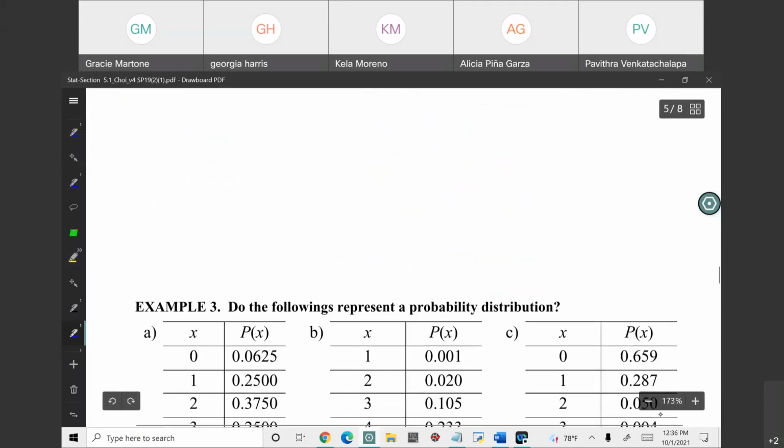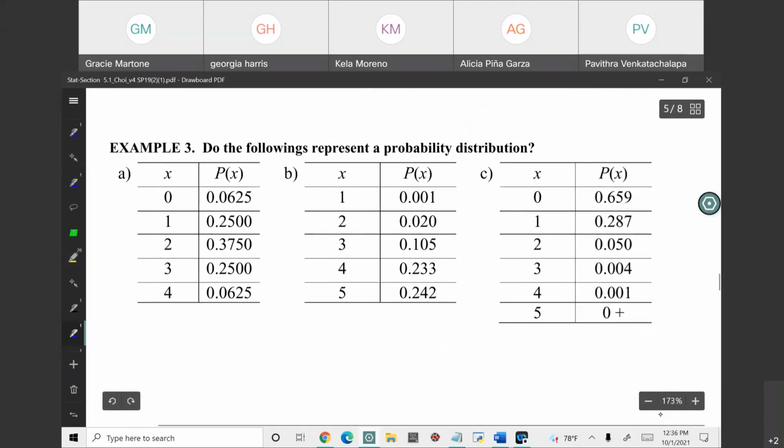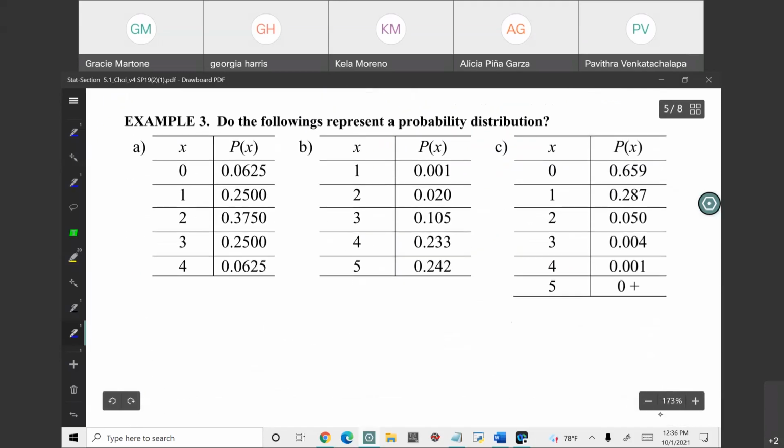Okay, now answer these questions. I will leave this to you. Check whether this is a probability distribution or not.